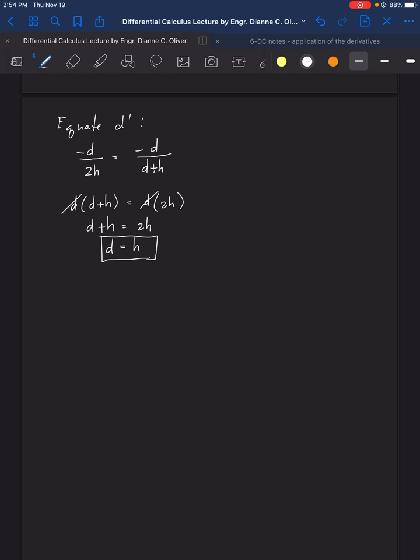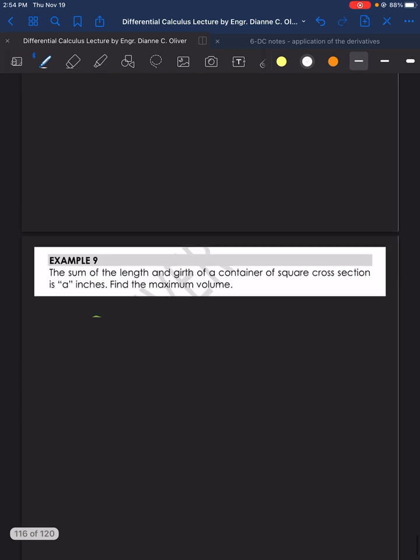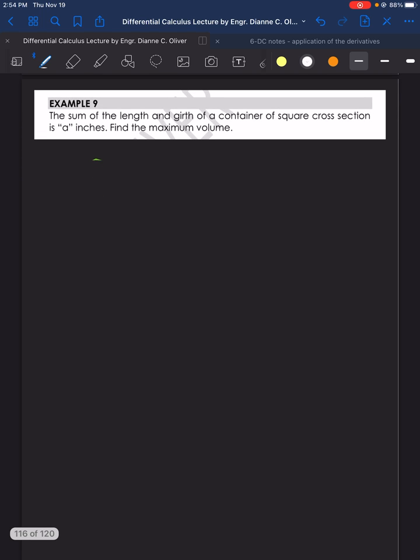Next, we will now proceed to example number 9. For example number 9, the sum of the length and girth of a container of a square cross-section is 8 inches. Find the maximum value.